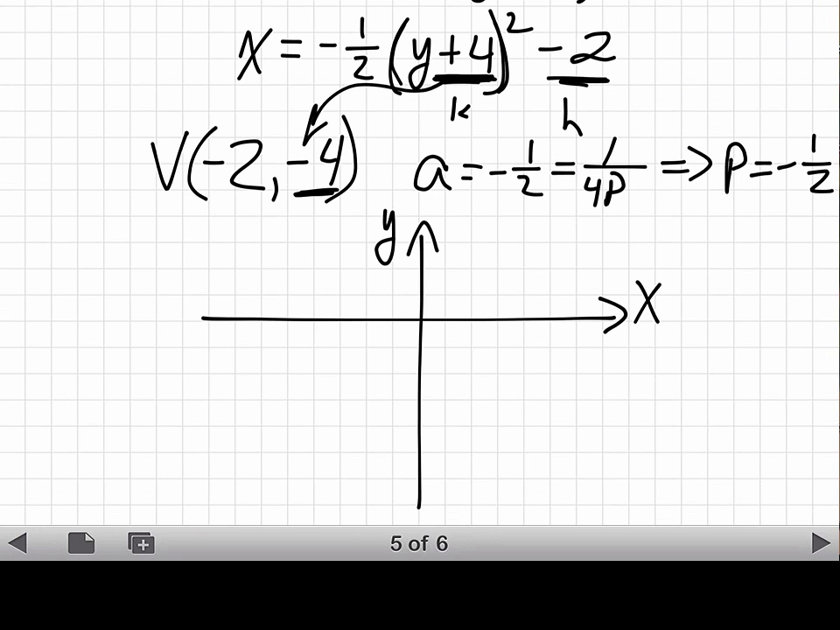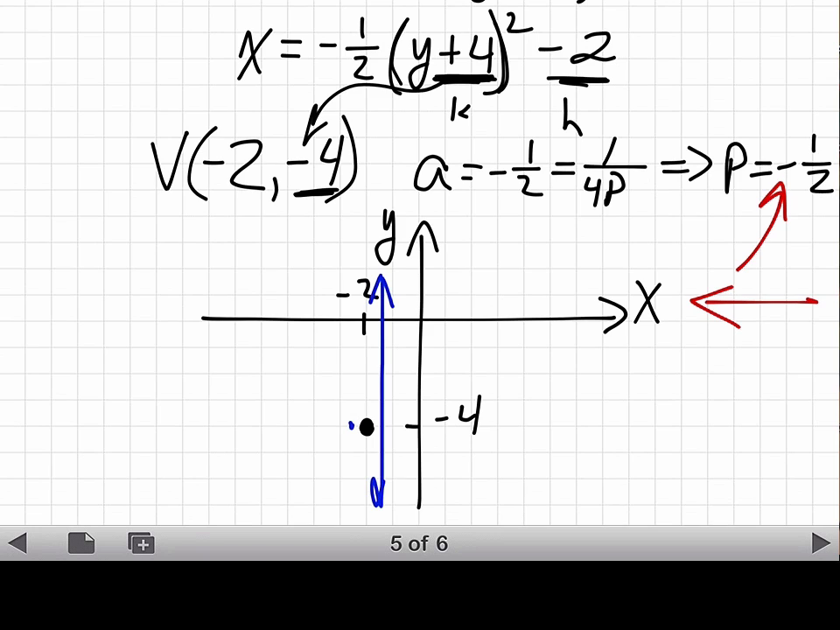Here I have my x and y axes, and I'll label -2 and -4. And that's the dot where I'm going to put the vertex. And this time I'll just deal with the half units. Remember that the negative tells us that it's going to open in the negative direction, which in this case means to the left. And the value of 1/2 indicates that my focus should be 1/2 of a unit from the vertex. So should my directrix be.